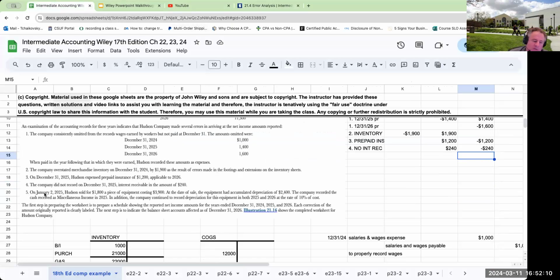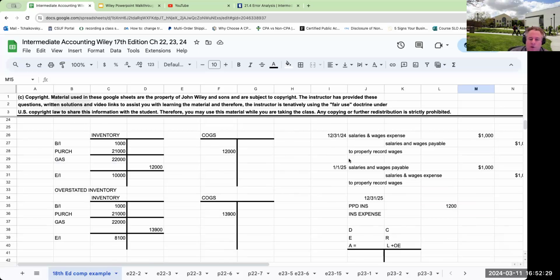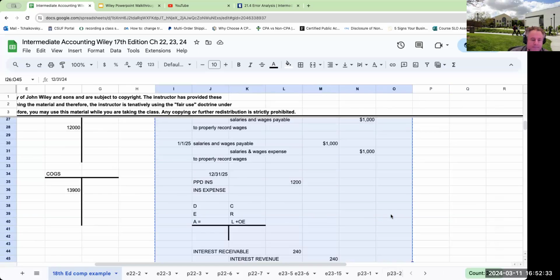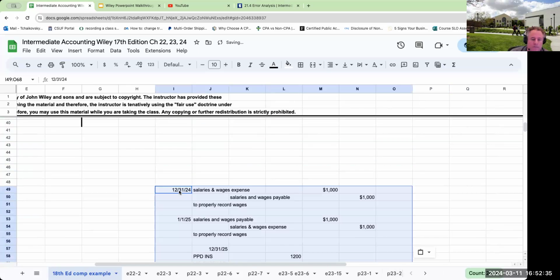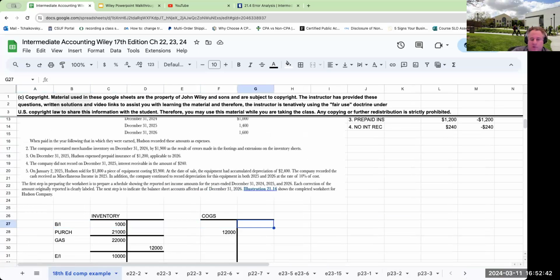Which is on January 2nd, 2025. Hudson sold for $1,800 a piece of equipment costing $3,900. At the date of sale, the equipment had accumulated depreciation of $2,400. The company recorded the cash received as miscellaneous income in 2025. So what I want to do here is let's move this down a bit. Okay. So what the company did was they said, okay, well, we sold this equipment.